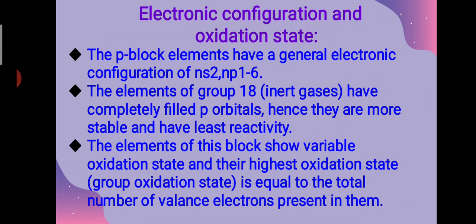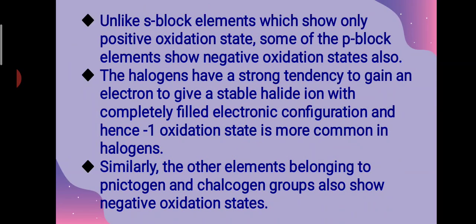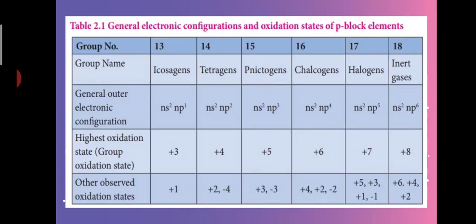The elements of this block show variable oxidation state, and the highest oxidation state is equal to the number of valence electrons present in them. As you can see here, we have already written the outer electronic configuration, which is our valence electrons. So the oxidation state is also equal to that of the valence electrons. For the 13th group it is +3. For the 14th group it is 4 electrons in the outer shell, which is +4. For the 15th group it is 5 electrons in the outer shell, which is +5. Is it clear now?